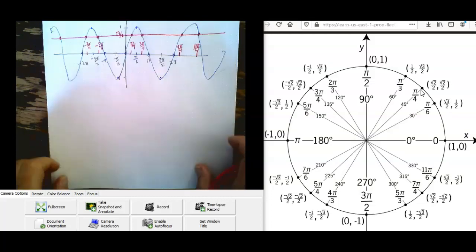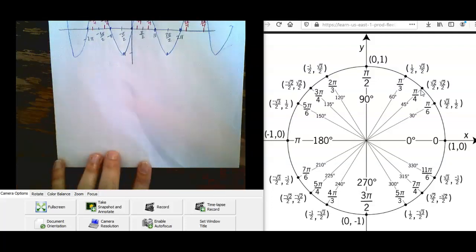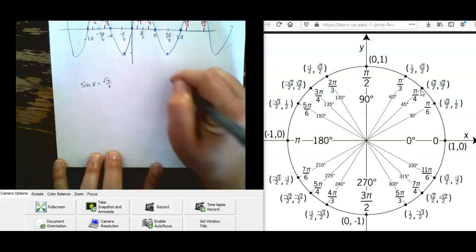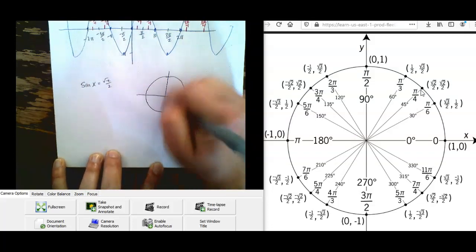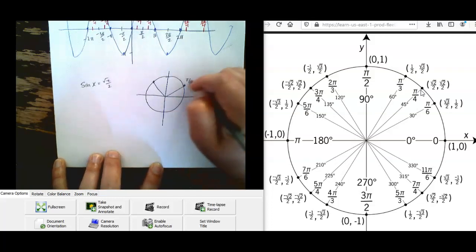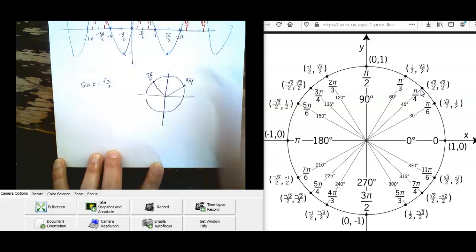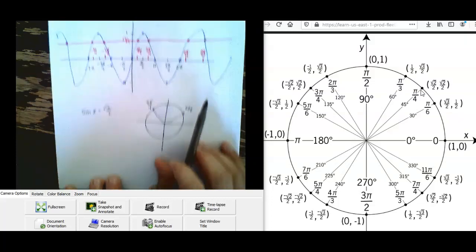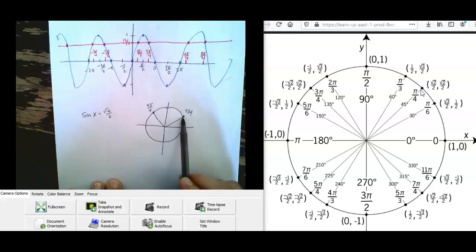Okay. So using the unit circle, sine of x equals root 2 over 2. If we just use the unit circle, we see that the solutions happen at pi over 4 and 3 pi over 4. And then an equivalent solution happens after 1 whole revolution. That would be our 9 pi over 4. Right? If we add 8 pi over 4, that would be 9 pi over 4. Here, if we add 2 pi, we'll get 11 pi over 4, and so on and so forth, right?